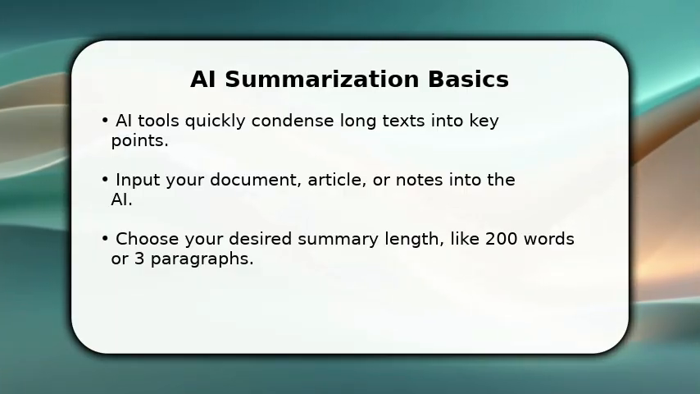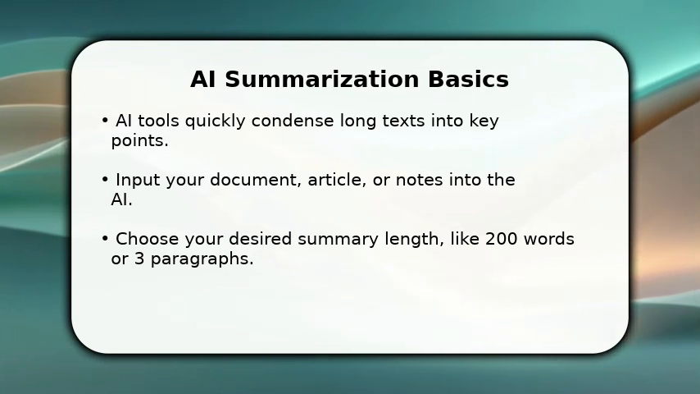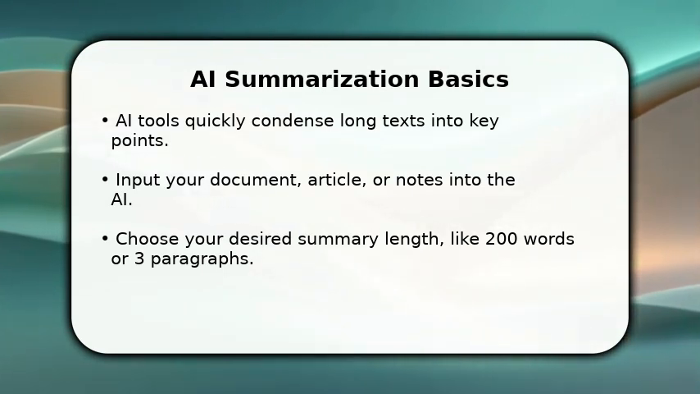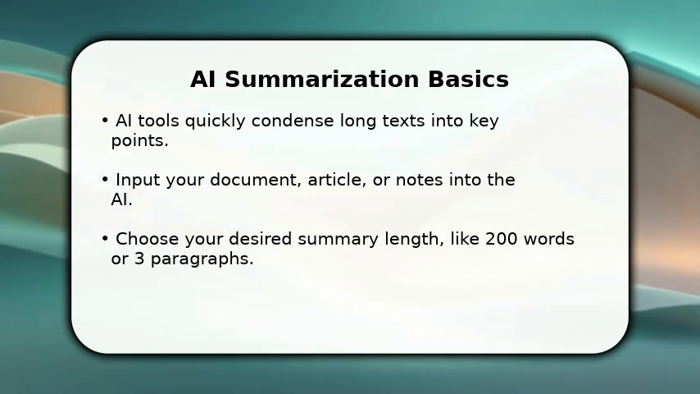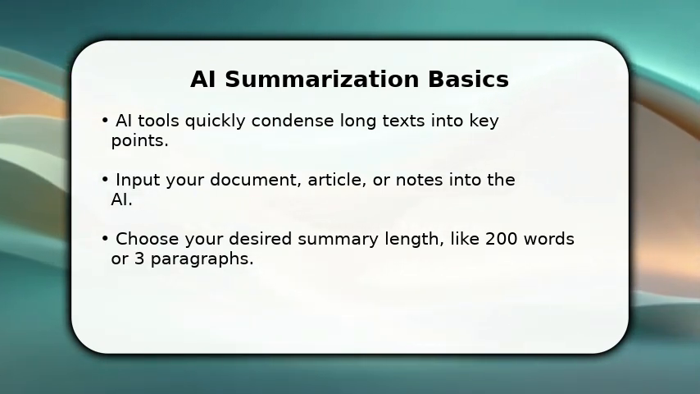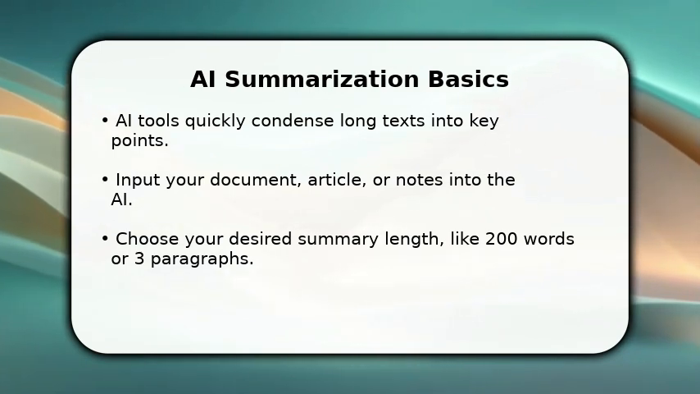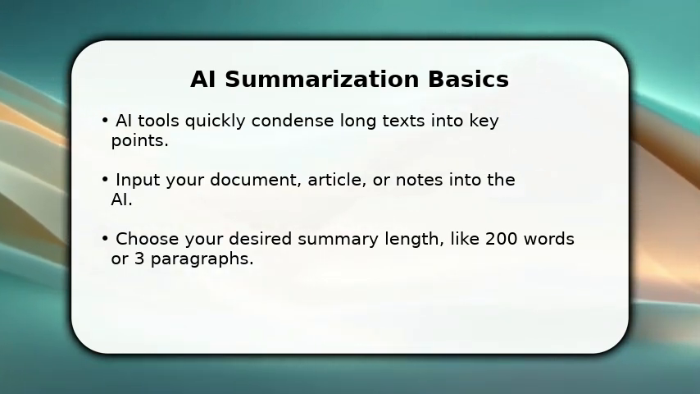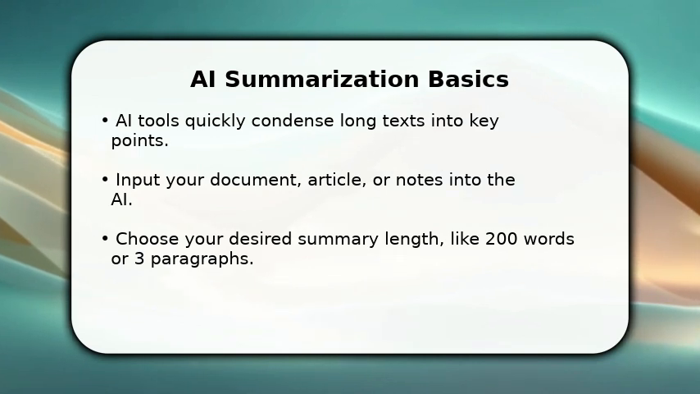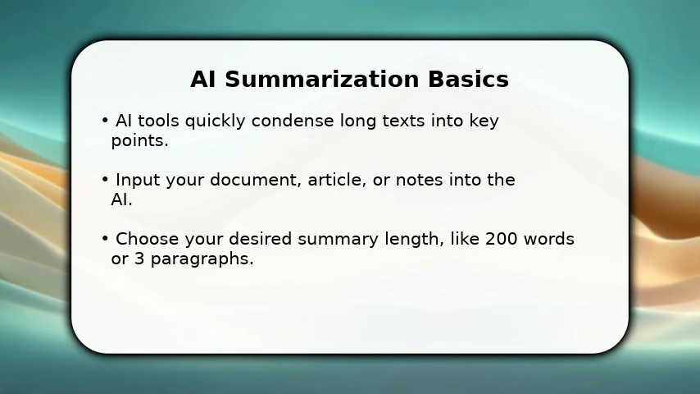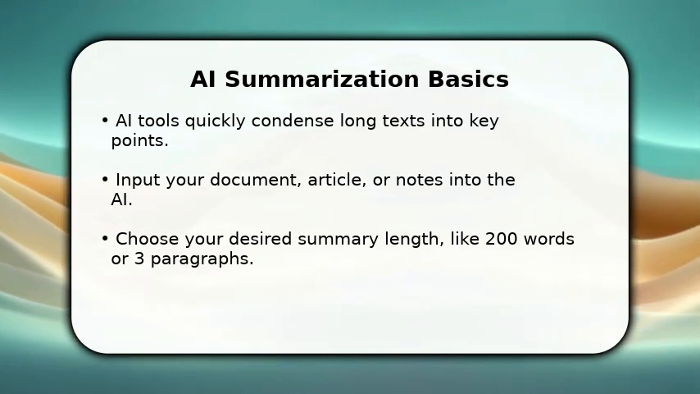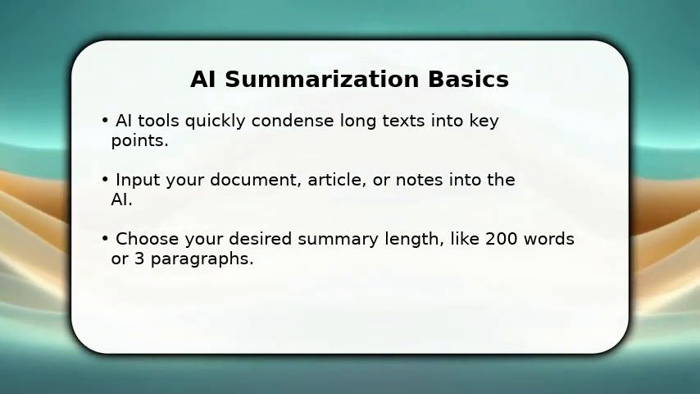In this video, I will explain how to make a summary with AI. First, select a reliable AI summarization tool. Many free and paid options are available online, offering various features. Next, prepare your text. Ensure it's clear and well formatted for the best results. You can copy and paste directly or upload a document, such as a PDF or Word file. This initial step is crucial for accurate summarization.